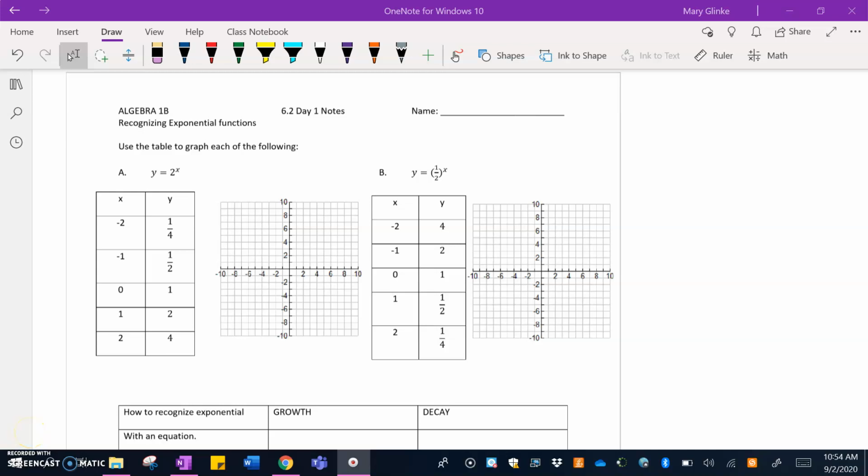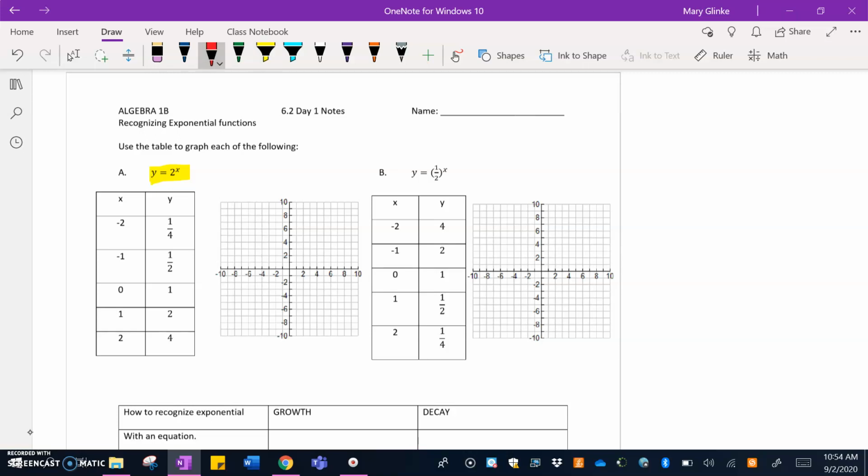Today we're going to be graphing exponential functions and being able to recognize what actually is an exponential function based off of the equation, the table, and the graph. So for the first one, we have y equals 2 to the x. And what I've done here is I've already taken all of your x values and plugged them in and got your y values. So we've created a table of values.